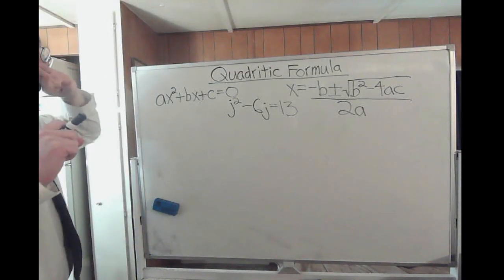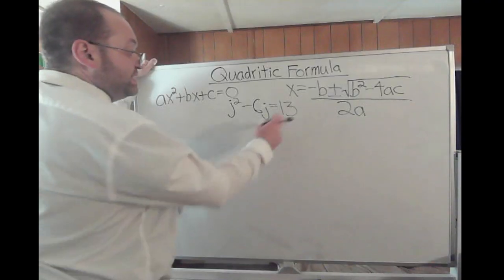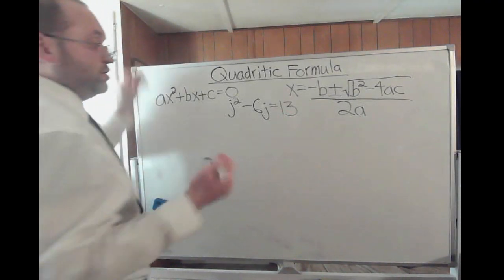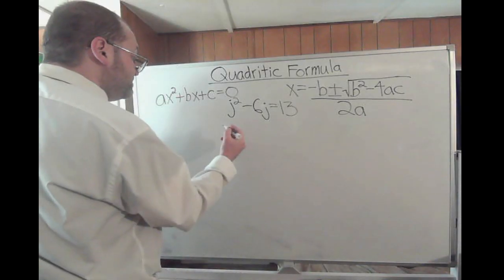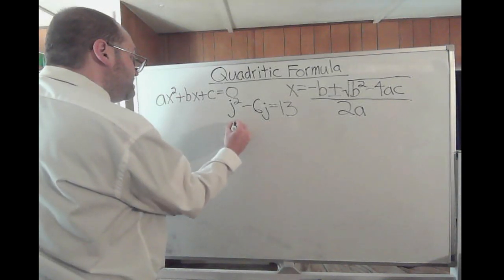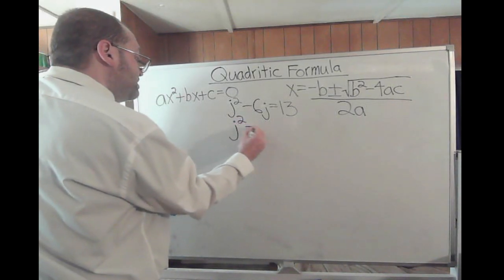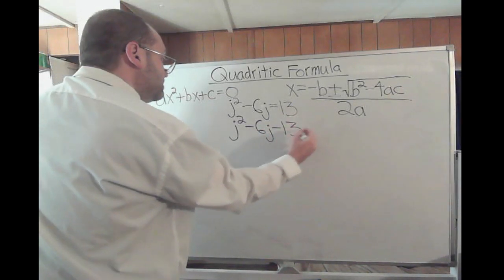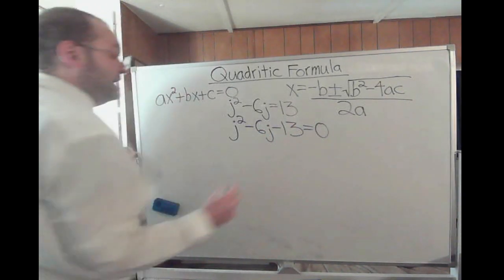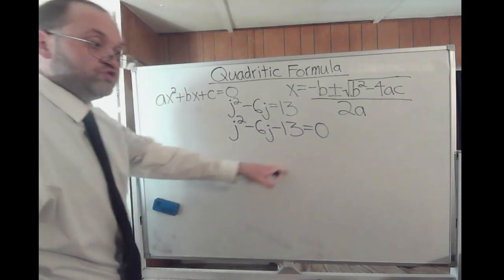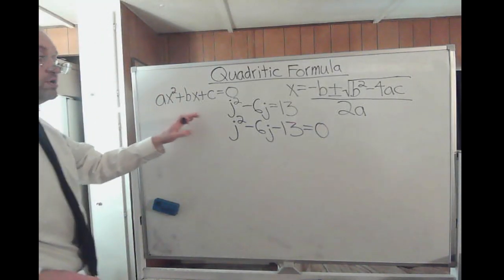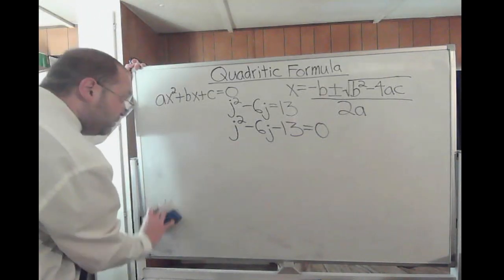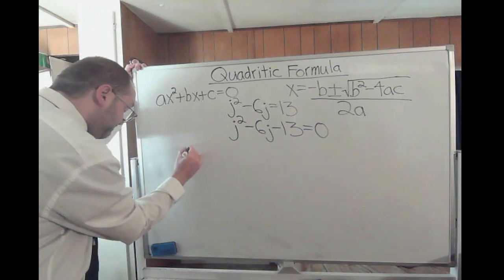So first thing you want to do is get that 13 out of the right hand side, make the right hand side equal to 0. So you would subtract 13 from both sides, which would give you j squared minus 6j minus 13 equal to 0. Now we have the equation in proper quadratic form, a standard quadratic equation in standard form. Now we can start solving for j.